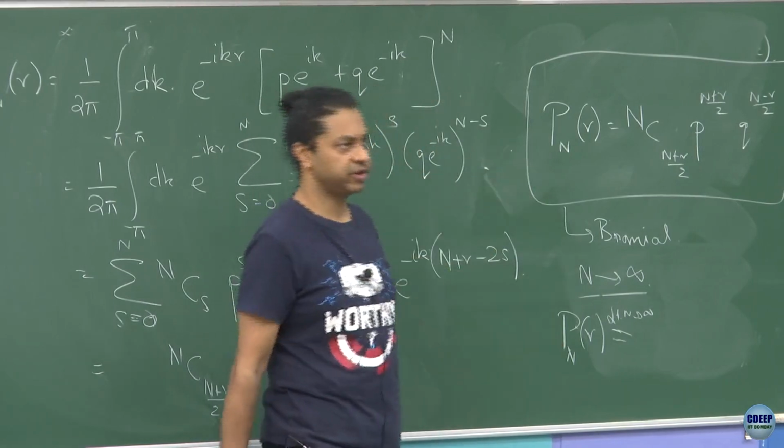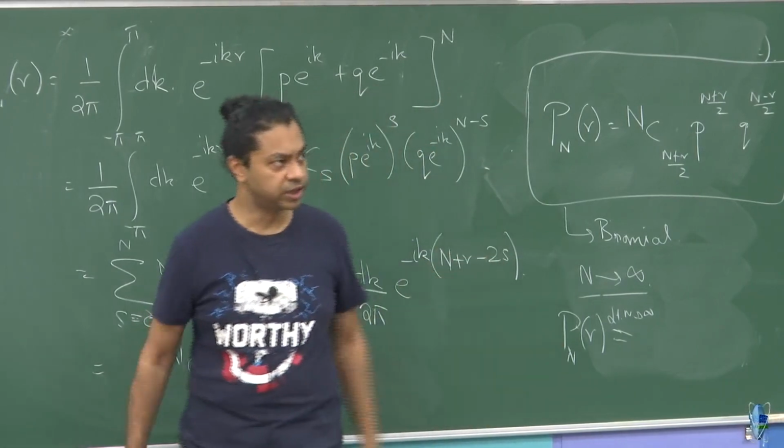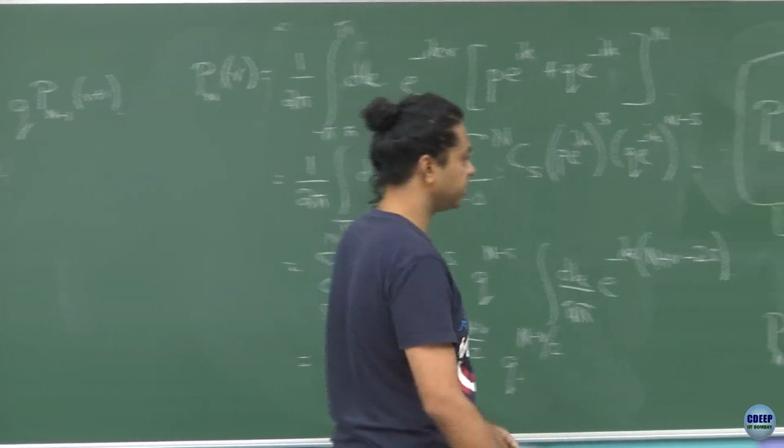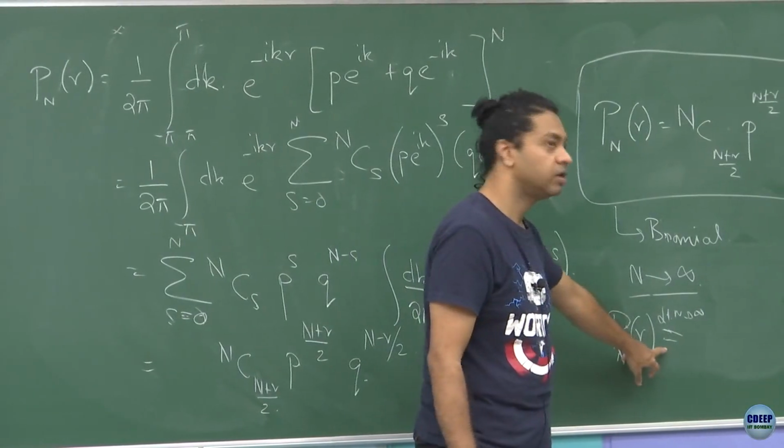p and q are some hopping rates. I mean, it's some probability to hop to the left or to the right. That is given, that is the problem statement in that sense. Anurag?